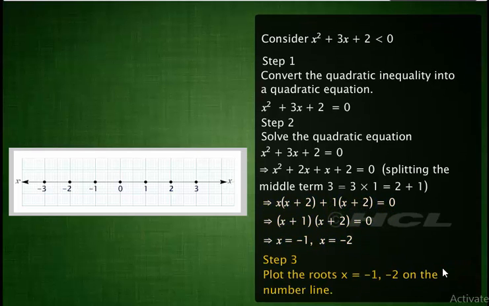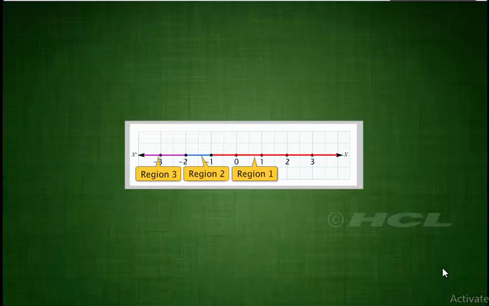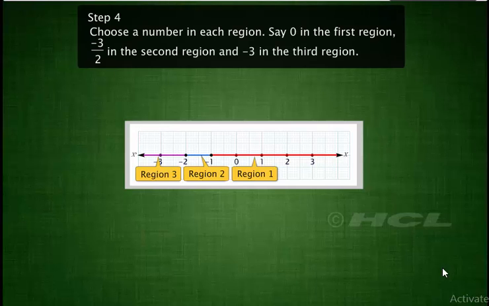Now, consider a number line and plot the roots -1 and -2 on it. Note that these two roots divide the number line into three regions as shown. In order to find the solution set out of the three regions, choose a number from each region, say, choose 0 from the first region, -3/2 from the second region, and -3 from the third region.